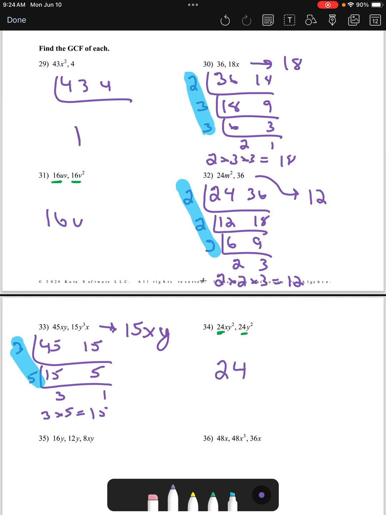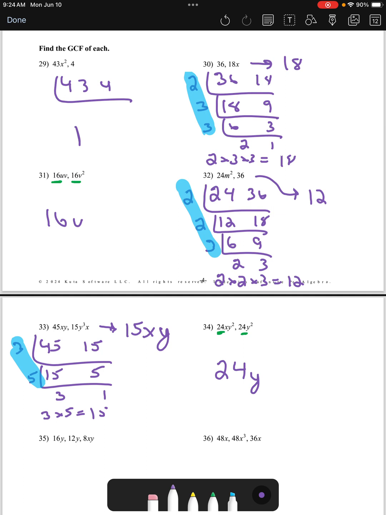Number 34, let's take a notice real fast before I do anything silly there. Numerically, we have the exact same thing again. So numerically, we're going to be 24. As far as the variables go, we have x's and y's again. Do they both have an x? No, only the first term has x. So no x in our GCF.